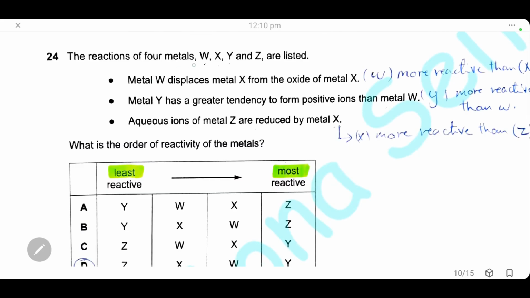24. The reactions of four metals W, X, Y, and Z are listed.